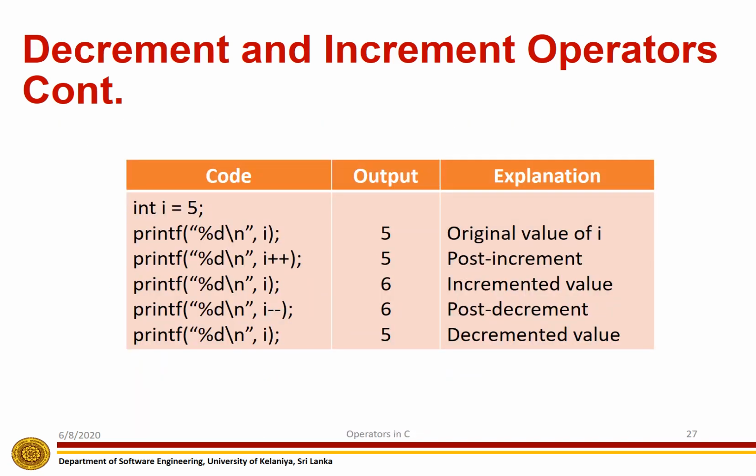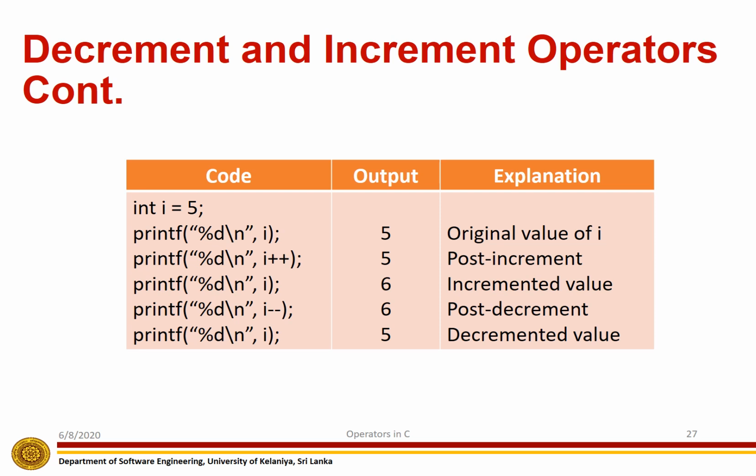Here you can see a clear example. First I have declared and initialized the integer variable i as 5. So in the first printf statement it will print the value 5 because it is still in the original state. In the next printf statement, i++, the post-increment, it will print first and then increase. So it will print 5 and now the new i value is 6.